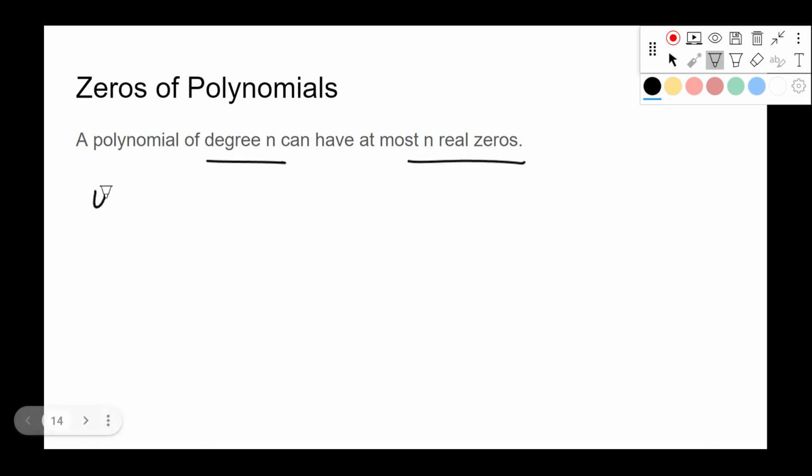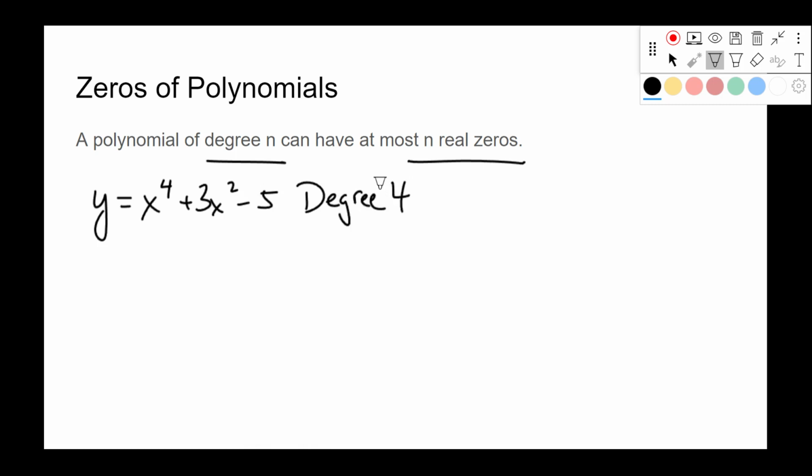So for example, if I gave you y equals x to the fourth plus 3x squared minus 5, that's a polynomial with degree 4. Remember, degree is the largest variable exponent. There it is. So it can have at most 4 real zeros, meaning it could have at most 4 x-intercepts on that graph. All right. And then again, we're going to talk about how to find those in a couple minutes.